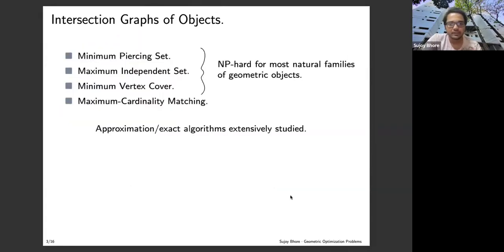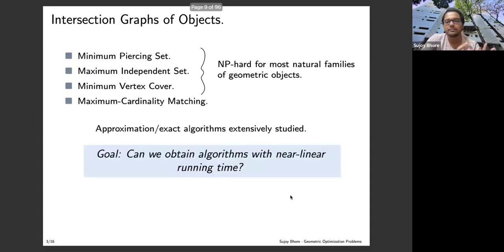Now, as it turns out, almost all of them are computationally intractable for most natural families of geometric objects, and even for the simplest classes of geometric objects like unit square intersection graphs or unit disk intersection graphs. Matching, of course, is a polynomial time solvable problem, but there the goal is quite different. There one wants faster solutions. For all of these problems, over the decades, different kinds of approximation and exact algorithms have been developed.